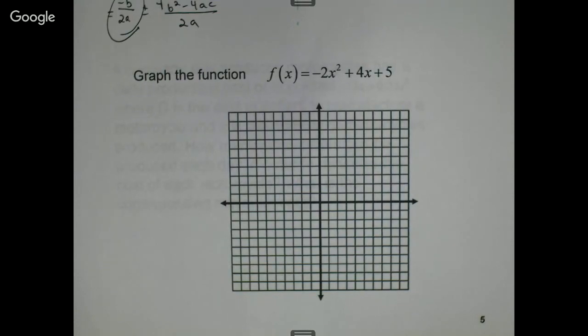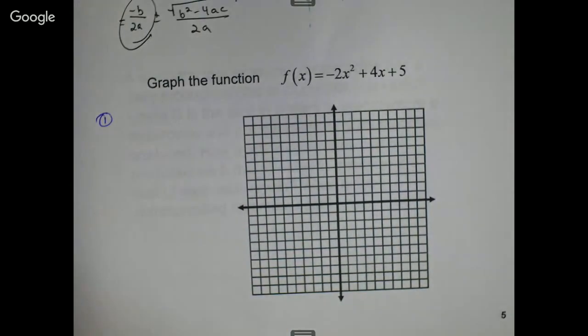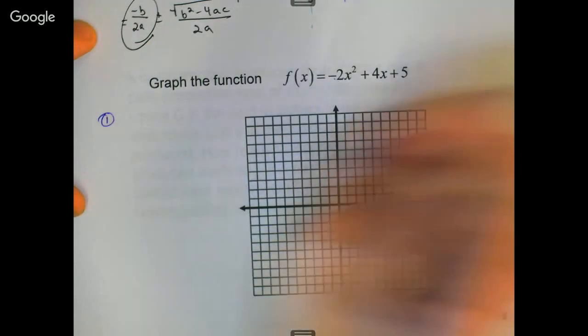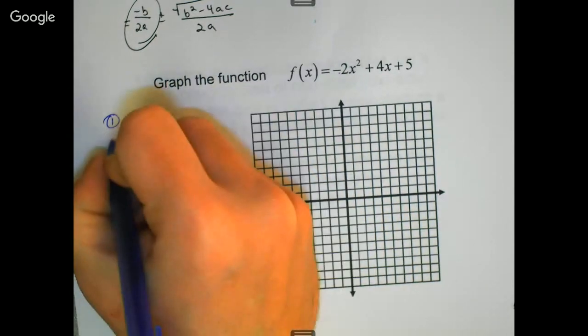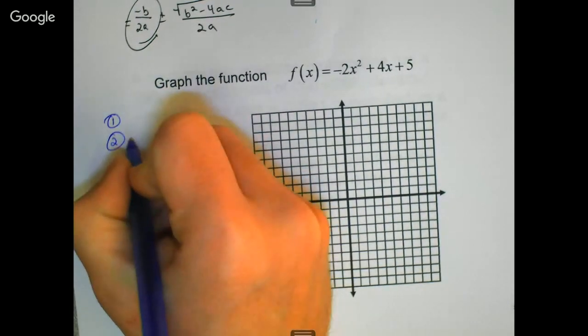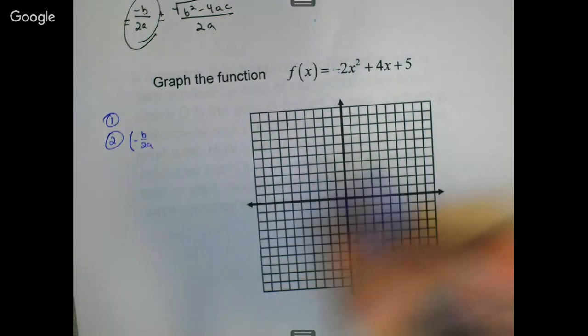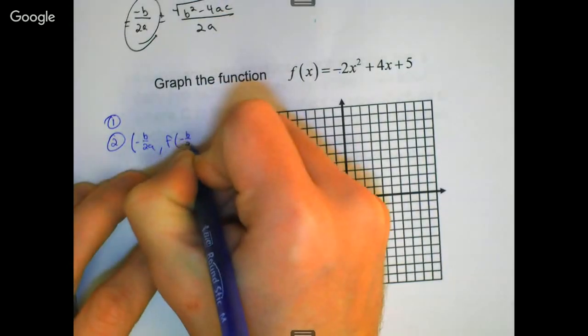Okay, so graph the function. We're still going to go through the steps, but instead of completing the square, we're going to go through a little bit different method. So number 1, we'll look to see if it opens up or down. I still look at this leading term, and we'll say it opens down. Step 2, we're going to find the vertex. So that's negative b over 2a, comma f of negative b over 2a.